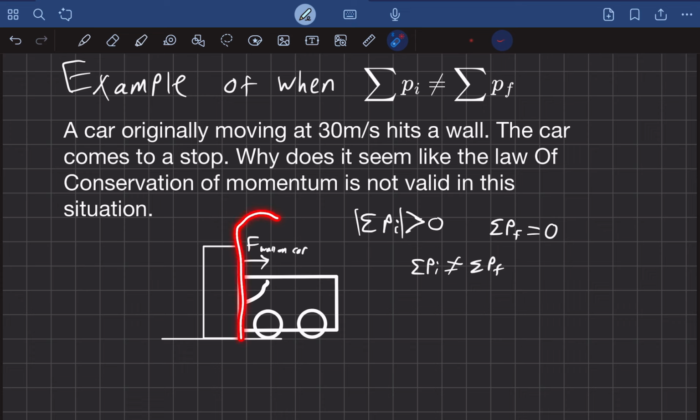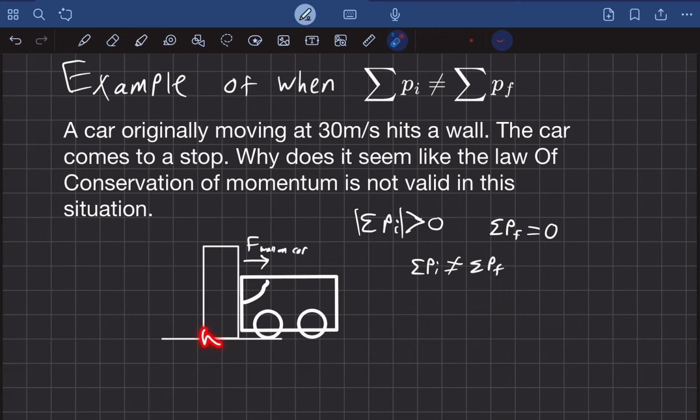And our system isn't including the wall. So the force that the wall pushes back on the car comes from outside the system we're considering. The conservation of momentum would be valid to apply here if we also included the wall. The problem with including the wall is, what's keeping the wall here? What's keeping the wall from moving? Well, it's bolted to the ground. So ultimately, the wall is also going to have an external force from the ground to keep it there.